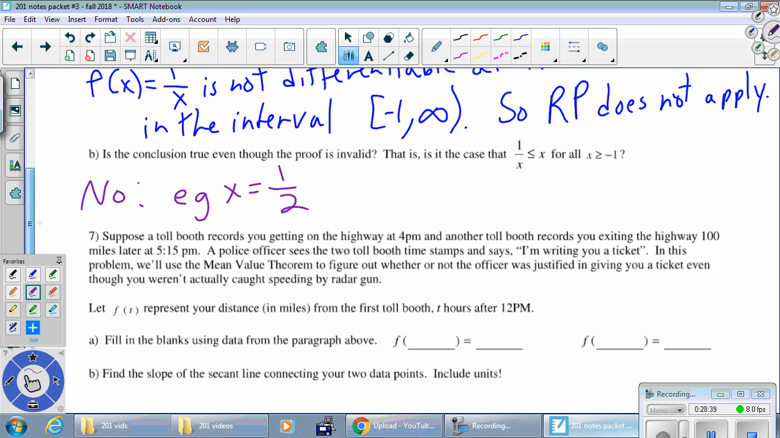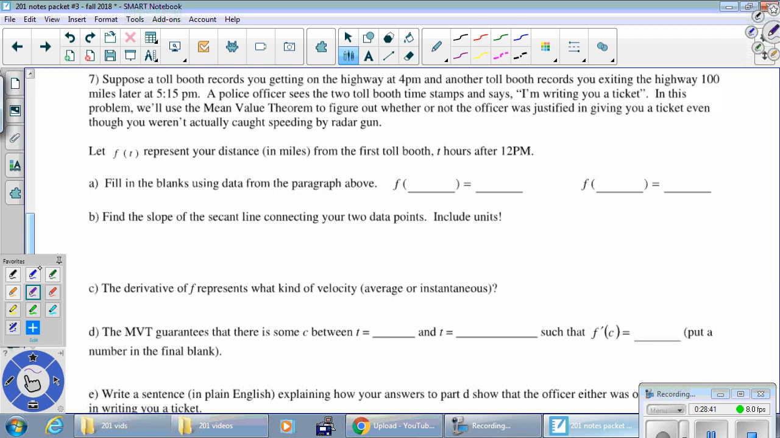Okay, number 7, pause the video and read if you haven't done so yet. f of t is our distance from the first toll booth t hours after 12 p.m. We're going to fill in the blanks using data from the paragraph. So it says at 4 p.m., so that's 4 hours after 12 p.m., we were at the first toll booth.